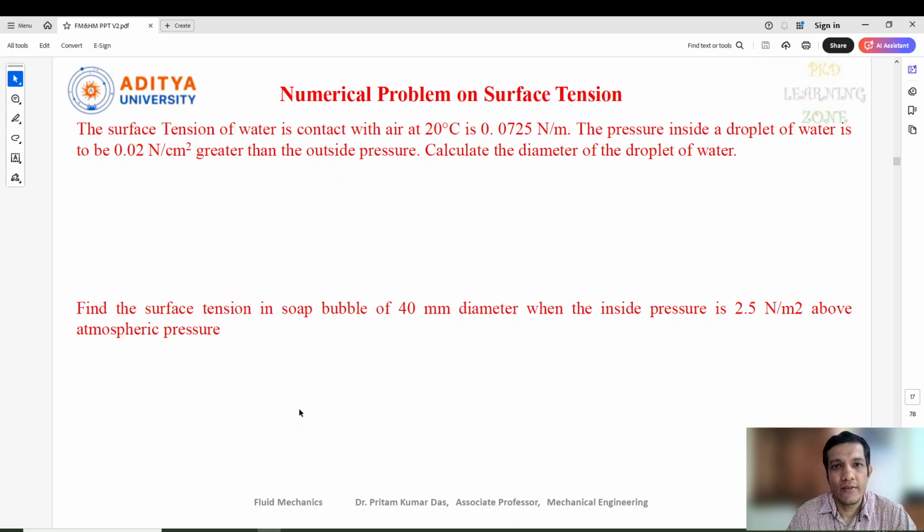In this lecture, we will discuss some problems related to surface tension. In our previous lecture, we already discussed the theory part of surface tension. In this lecture, we will discuss some problems related to surface tension. So I have taken some examples of this.